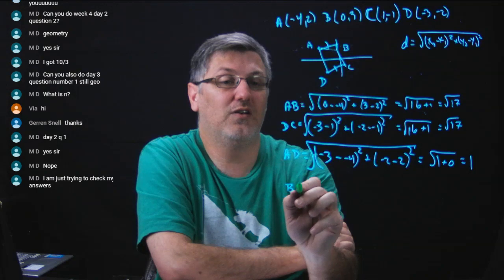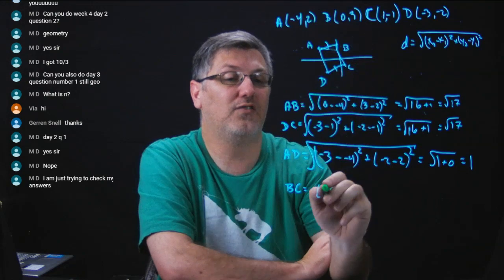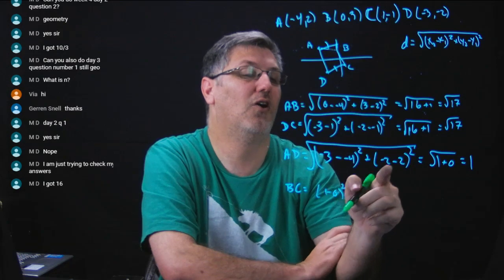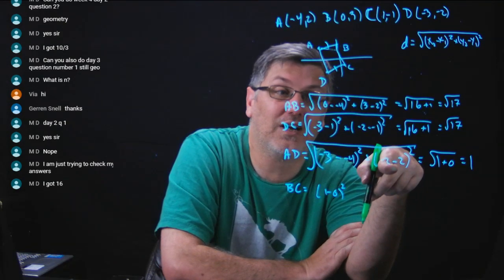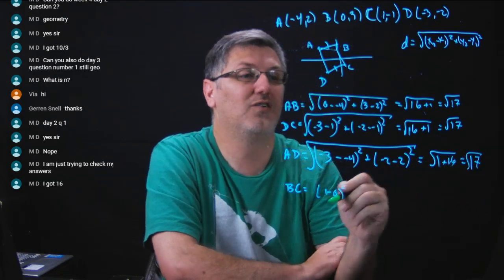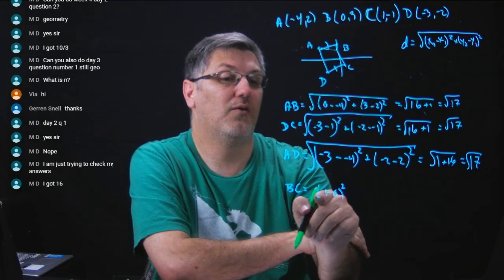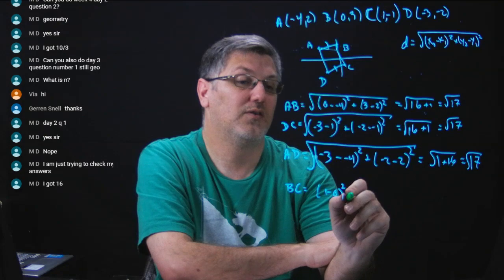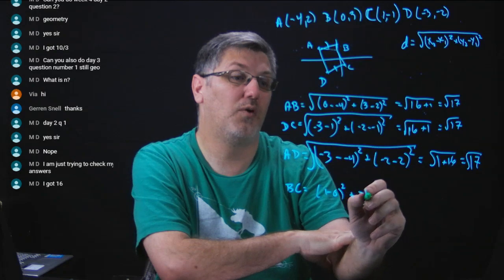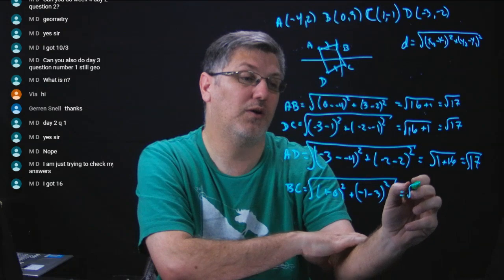Now let's do BC. Should get the same thing. So we're going to get 1 minus 0 squared, and you get 16. Oh yeah, duh, because this is -4. This gives me 16, which gives me the square root of 17. Hooray. And then for BC, -1 minus 3 squared, this is going to be the same thing. It's going to be the square root of 17.